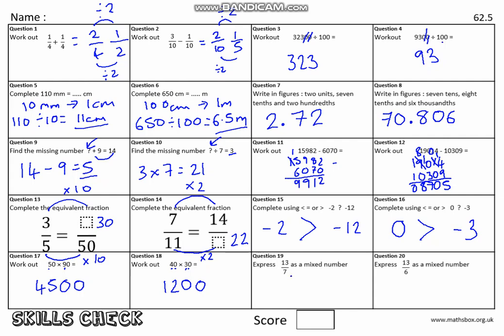So if it only fits in once, I write 1 as my whole number. Then I ask myself, if I take away the 7 from the 13, how many do I have left over? Well, 13 take away 7 is 6, so I've got 6/7 left over. So that's my answer there, 1 6/7.